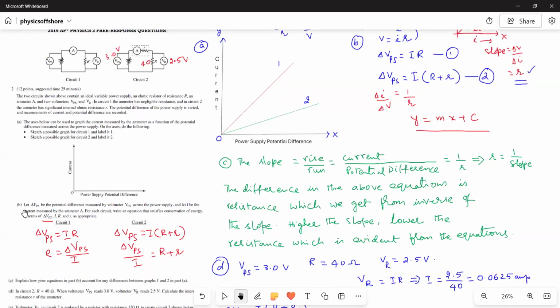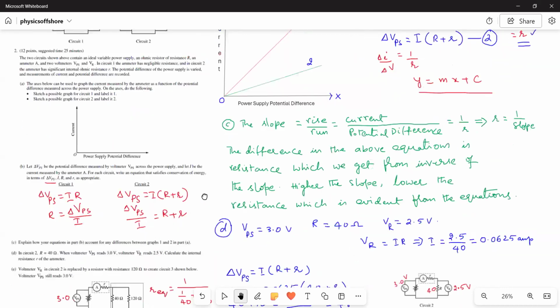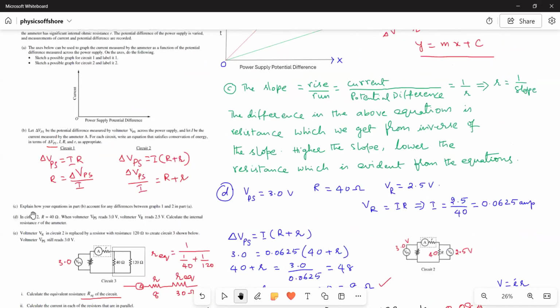Part B. Let delta VPS be the potential difference measured by voltmeter VPS across the power supply, and let I be the current measured by the ammeter A. For each circuit, write an equation that satisfies conservation of energy in terms of delta VPS, I, R, and internal resistance R as appropriate. Part C: Explain how your equations in part B account for any differences between graphs 1 and 2 in part A.